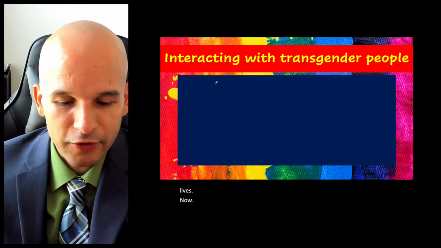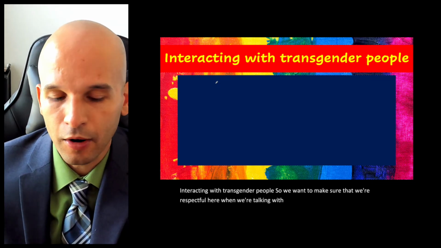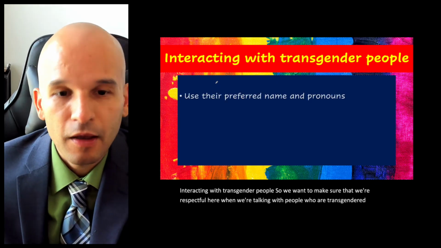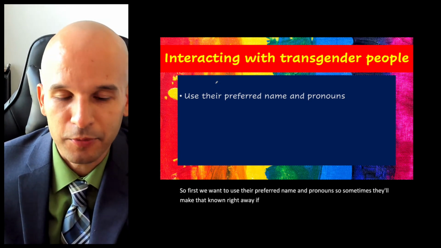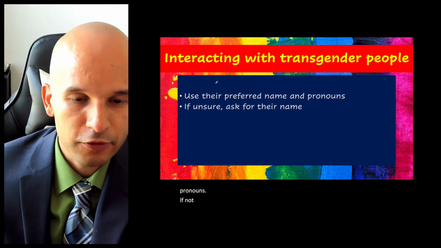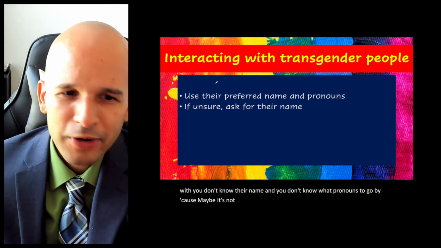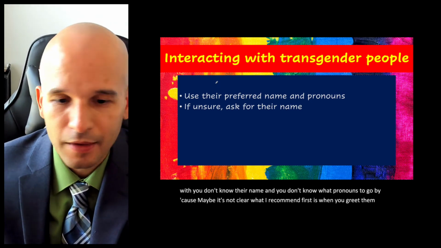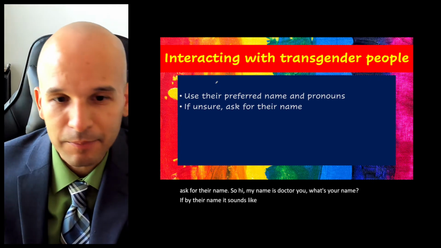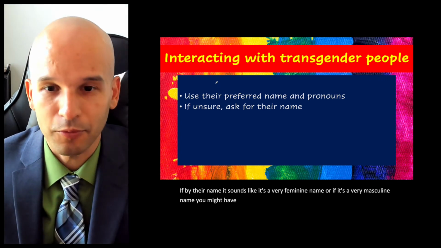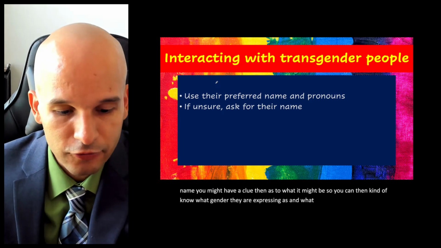Now, interacting with transgender people. We want to make sure that we're respectful when we're talking with people who are transgender. First, we want to use their preferred name and pronouns. Sometimes they'll make that known right away. If not, let's say somebody walks into your store and you don't know their name, and you don't know what pronouns to go by because maybe it's not clear. What I recommend is when you greet them, just ask for their name. So, hi, my name is Dr. Yu. What's your name? If by their name, it sounds like a very feminine name, or a very masculine name, you might have a clue. So you can then know what gender they're expressing and presenting as, and then you just treat them as such.